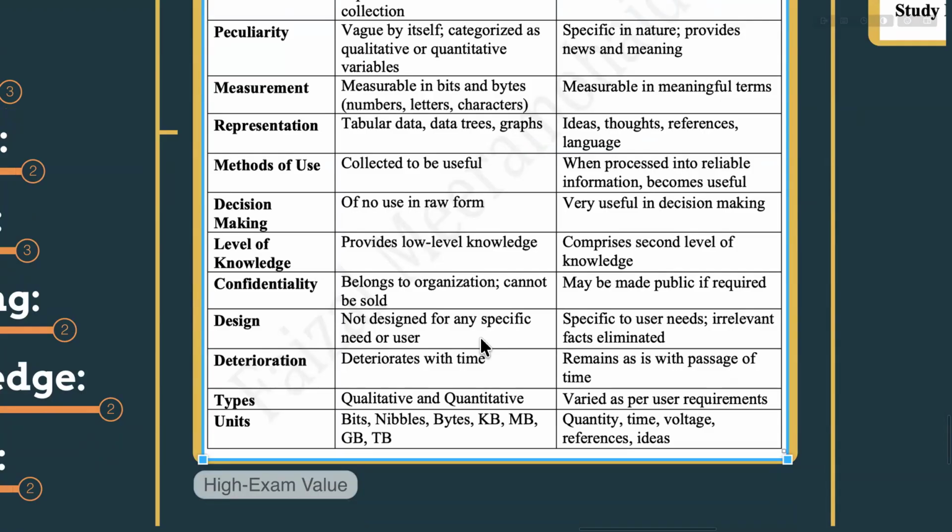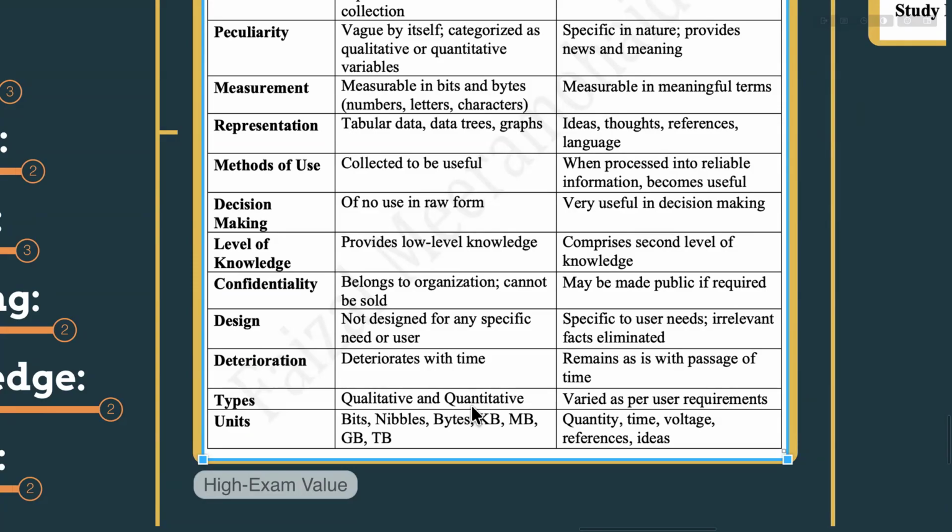Information is designed for a very specific need, specific to user needs, because we eliminate some irrelevant facts and data. And deterioration: it means data gets old and becomes stale quickly, but good information, insights, and understanding will remain useful for years. And the type can be qualitative as well as quantitative.